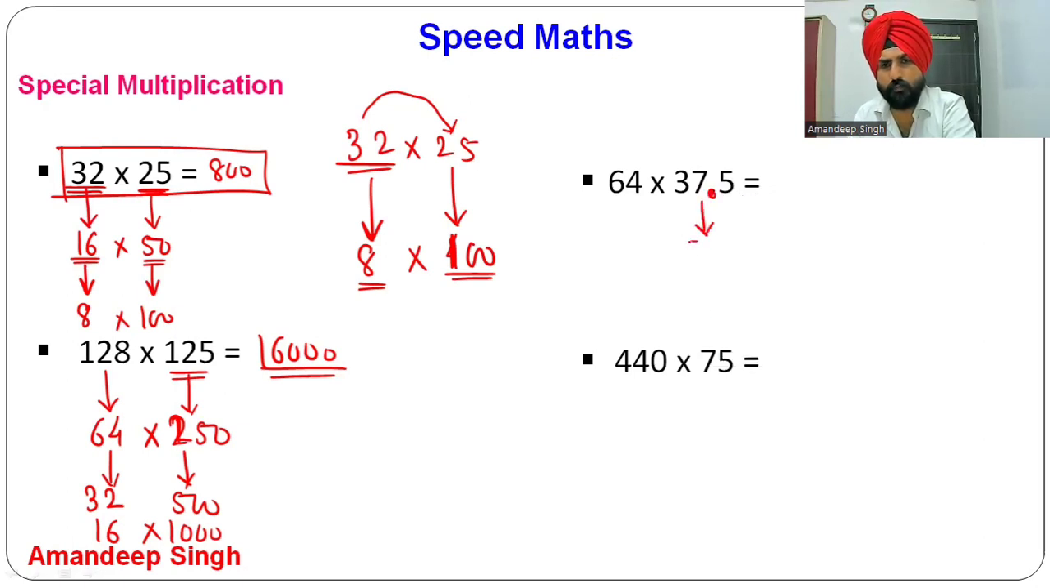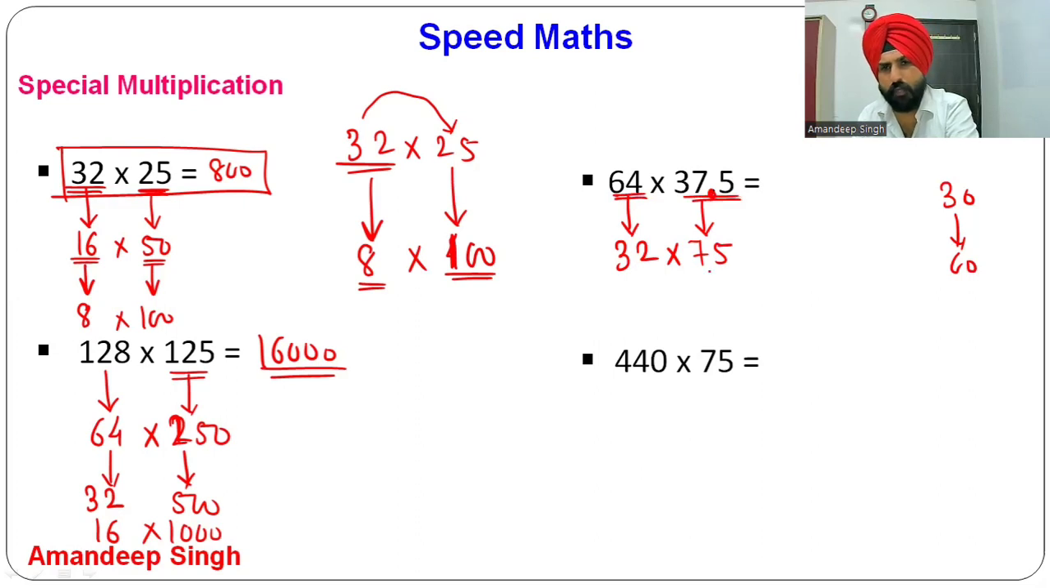If you do double of 8, you get 75, right? Double of 30 is 60. Double of 7.5: 7 and 7 is 14, and 0.5 is 1, so that is 15. So 75 is double of 37.5. 64, if you do half of it, it's 32. 32 into 75 is the same as 64 into 37.5.